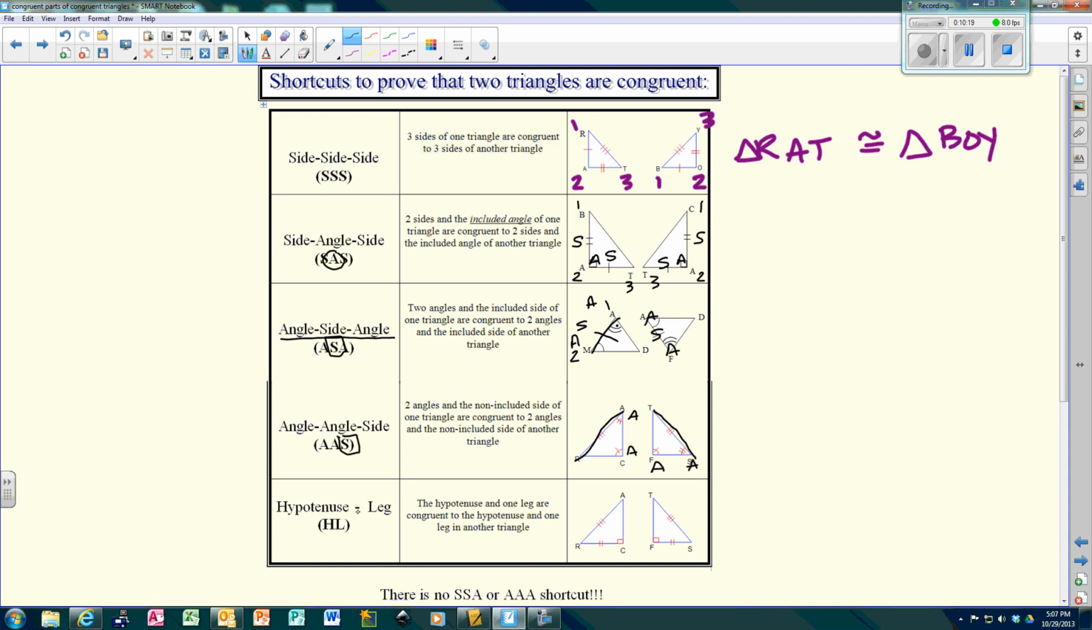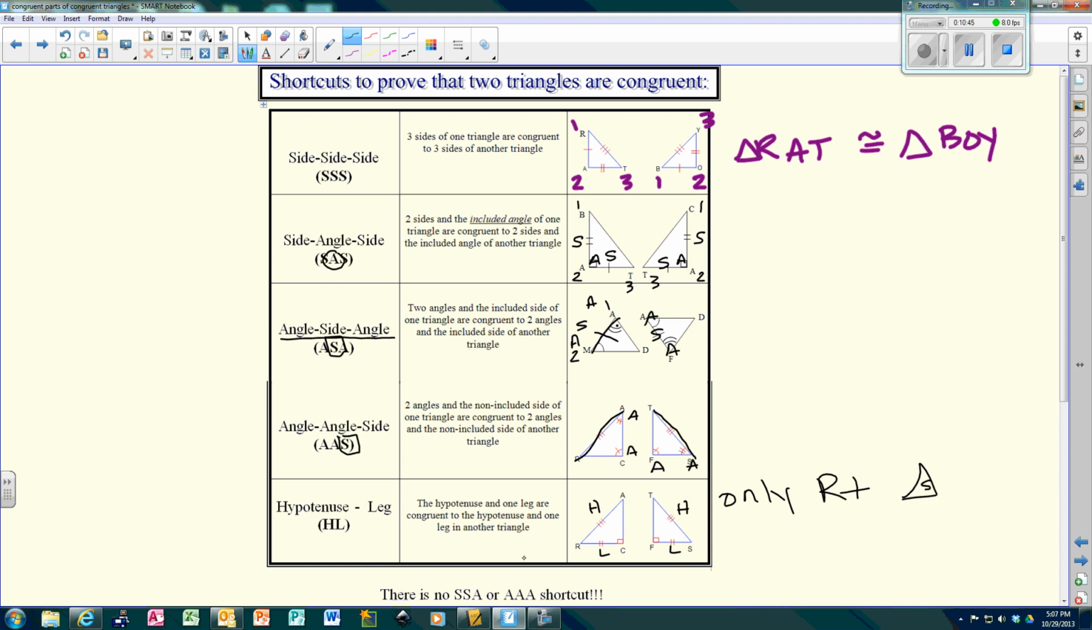Then we have the hypotenuse leg. This only works on right triangles. Only right triangles. The H is for hypotenuse, and L is for leg. Since I have an angle and an angle, I know they're both 90 because all 90-degree angles are the same. They give me a leg, and they give me the hypotenuse. So this one is hypotenuse leg.